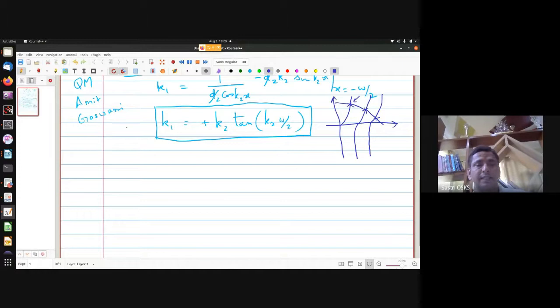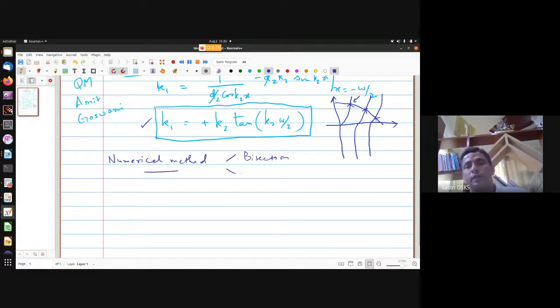Even though it's called an analytical solution, it cannot be solved analytically because it's a transcendental equation. So we need to go for a numerical method. Here we either move towards what is called the bisection method, or maybe you can go for the Newton-Raphson method.